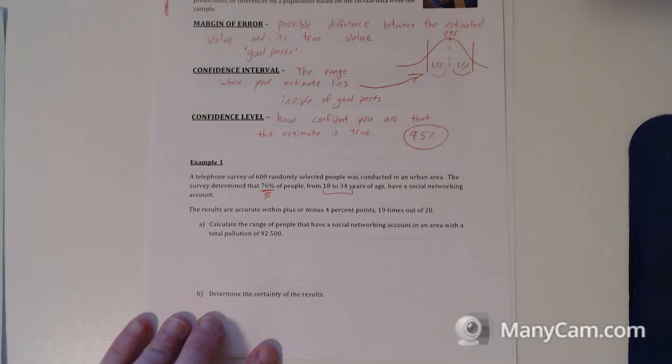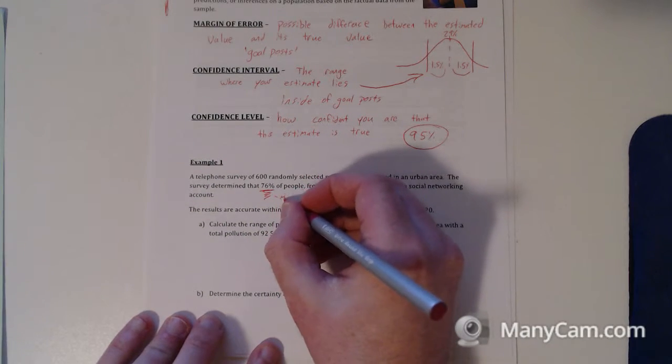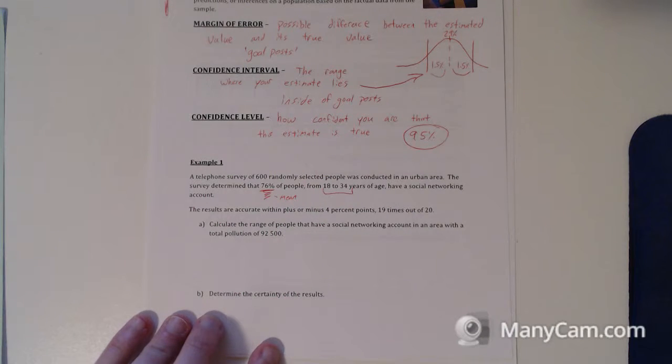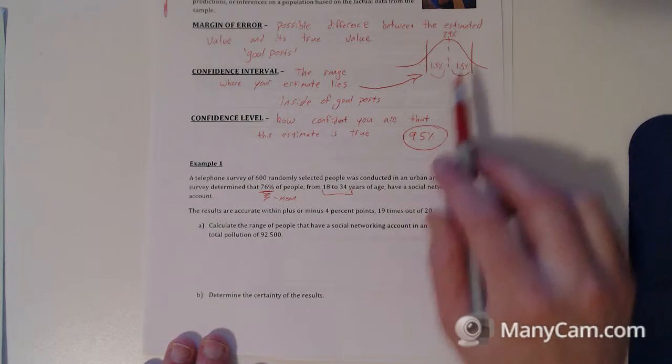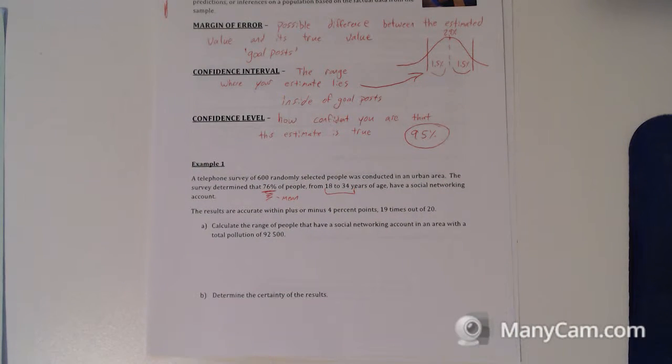So this is the middle. This is kind of like your mean, if you want to think of it like that. These numbers don't really apply anymore because we don't have an actual data set. This is more about guesswork. But if you were going to think of it like a normal curve, this would be the middle. Our guess is it's 76% of the time.